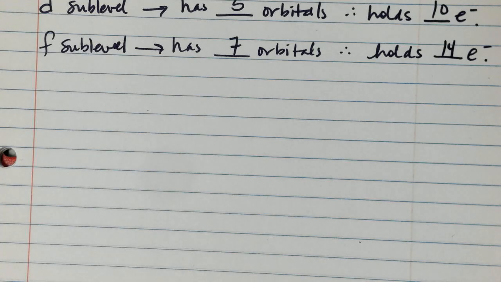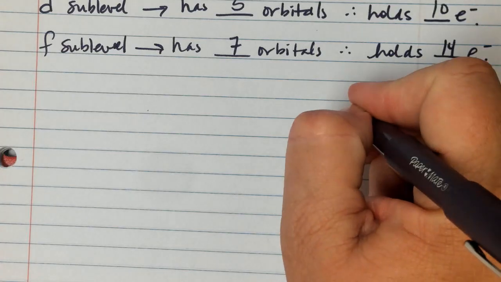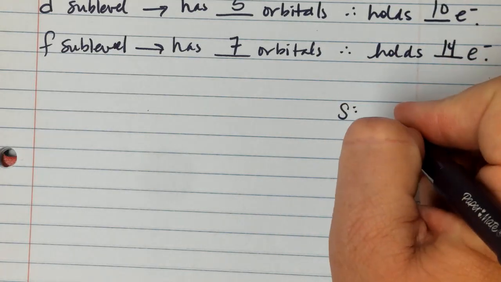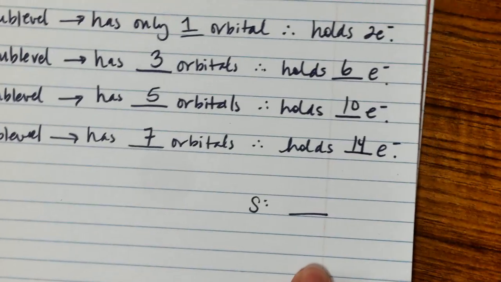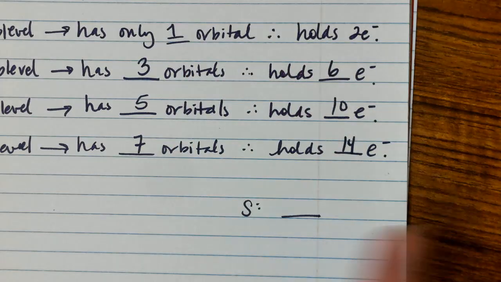Okay? So let's talk about how many lines we would need, because a box represented what again? A box represented an orbital. So a line is going to represent an orbital. That's the only difference. We're just going to change it to a line. So if you have an S sublevel, it will only have one line, because you just told me it only has one orbital, so it gets one line.